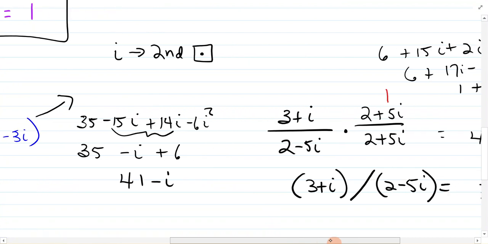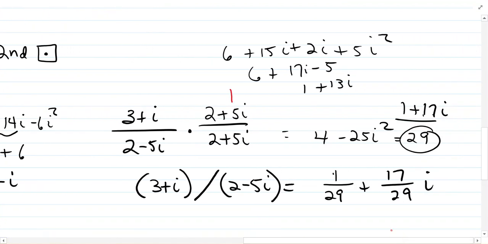So you could do that if you were dividing by hand and you had 3 plus i over 2 minus 5i. You can't leave the i's in the bottom. So we multiply by the conjugate, which means we're going to multiply by 2 plus 5i over 2 plus 5i. We can do that because that's equal to 1. So when we do that, on the top, if we FOIL that out, we get 6 plus 15i plus 2i plus 5i squared. The i squared just changes this sign, really, because it's -1. So we have 6 plus 17i minus 5.